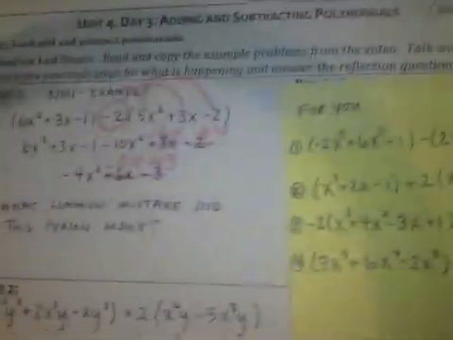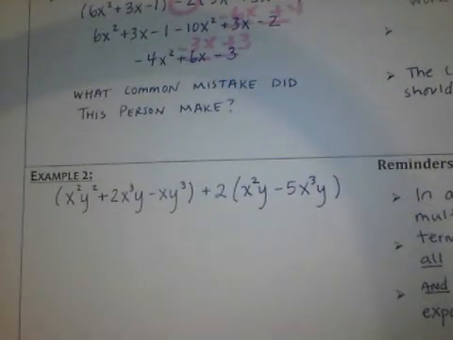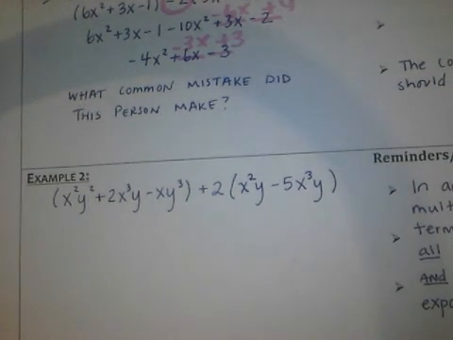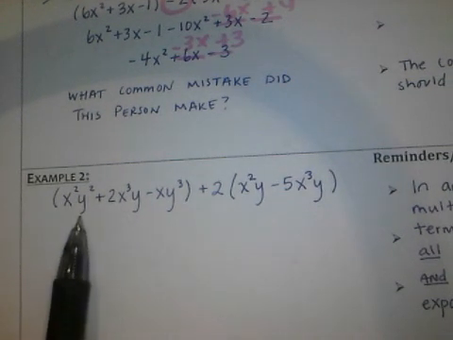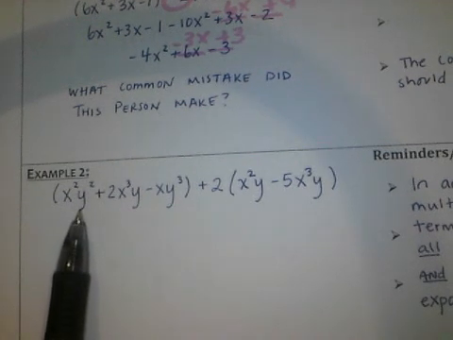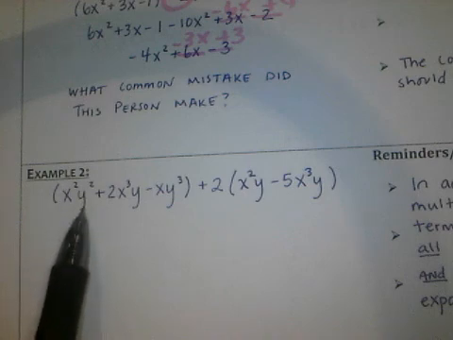So this whole process of distributing and combining, we can do this when we have multiple variables as well. And here's an example of multiple variables. In this case, we're talking about x's and y's. And the important thing to know is that when you have multiple variables, like terms have to have both the same variables, and each variable has to have the same exponent.